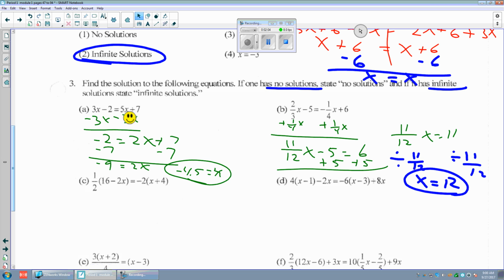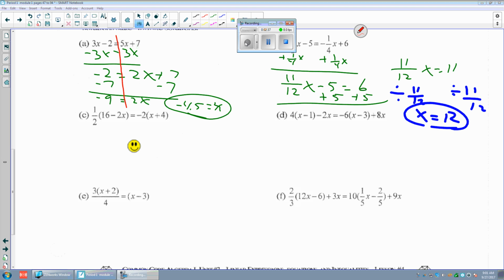I subtract the smaller of the x's. There's the big line. I didn't draw it. Let me draw it now. There's the big line. Subtract 3x from both sides, the additive property of equality, and we get negative 2 equals 2x plus 7. We subtract 7 from both sides, and then we divide by 2. We get negative 4.5 equals x. There's only one solution, so I don't have to state either of those. I showed you how to do fractions on the calculator. When you divide by 11/12, we get our answer of 12.